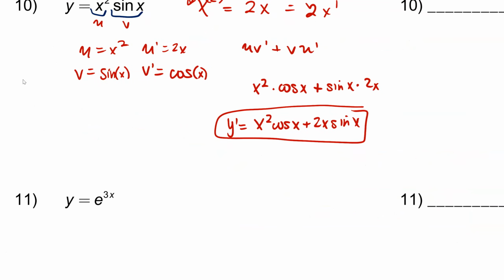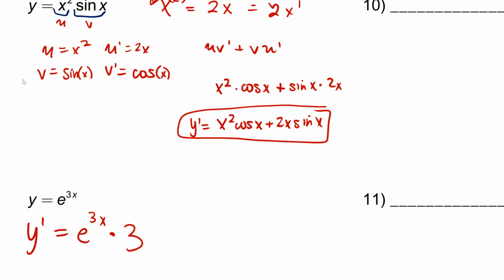Next one should be a little bit easier. Y equals e to the 3x. So y prime: you do itself times the derivative of 3x. Derivative of 3x? 3. So it's just 3e to the 3x. Awesome.